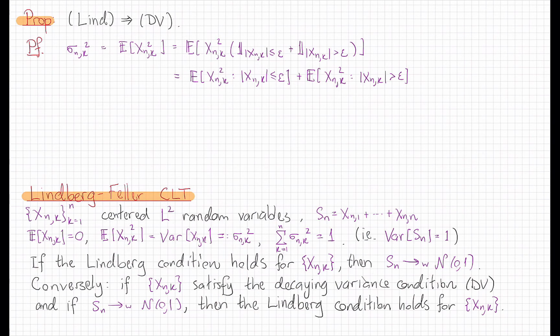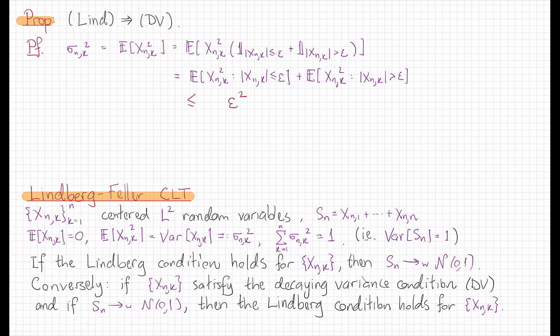Let's see why. The variance, sigma_nk squared, because of the centering assumption in the triangular array, is the second moment of x_nk. Now we'll simply break up that second moment with the indicator that the variable is less than or equal to epsilon plus the indicator that the variable is greater than epsilon. Now for that first term, x_nk is less than or equal to epsilon, and therefore this expectation is certainly less than or equal to epsilon squared.